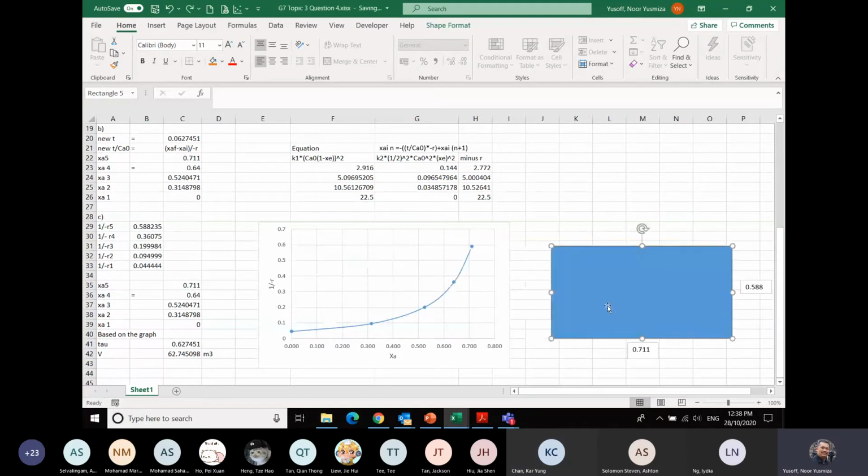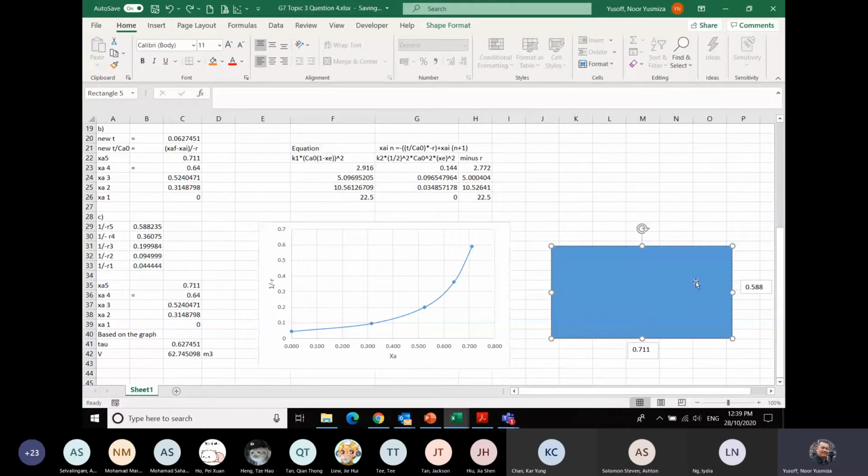Let me just go back. So basically, Kayong, if I can carry on with the discussion, the horizontal value here, which is the length of this rectangle, is 0.711. What does it mean? It means that this is the final point here. It's 0.711, which is your XA, the final XA value. And once you find the corresponding 1 over minus RA value, then you're going to get 0.588, which is the Y value here. So you have got the height, which is 0.588, and you got the length, which is 0.711. If you multiply these two numbers, you're going to get the area of this rectangle.